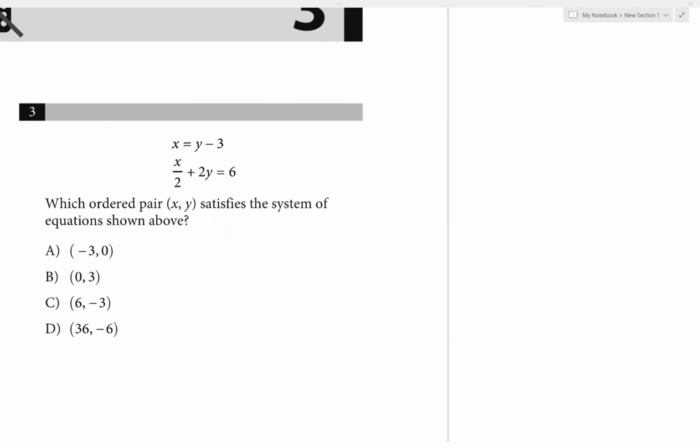All right, number 3: x equals y minus 3, and x over 2 plus 2y equals 6. Which ordered pair (x, y) satisfies the system of equations shown above?